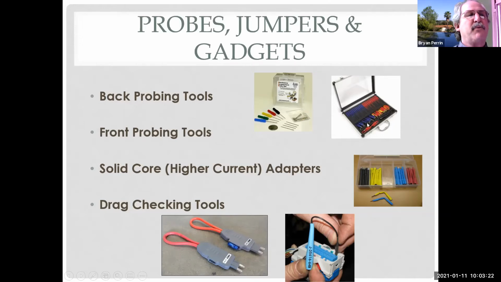So these are front probing tools, kind of like what we see down here with this J tool, where we're what's called drag checking a connector. We're checking fitment of the pin. So these are adapters to go to a meter, so I can actually build a harness in the middle of a connector.